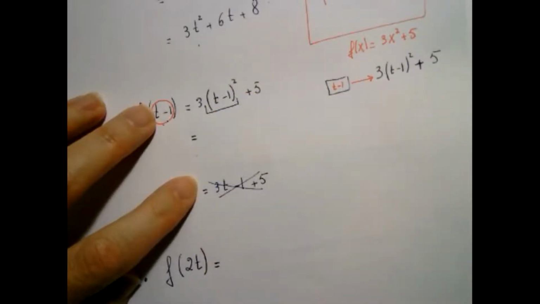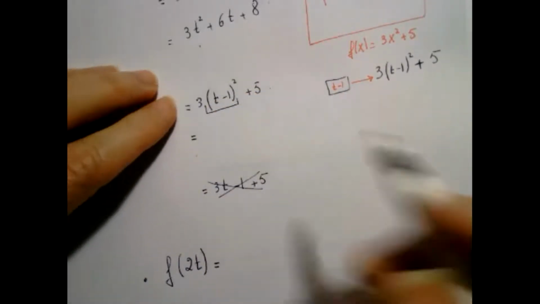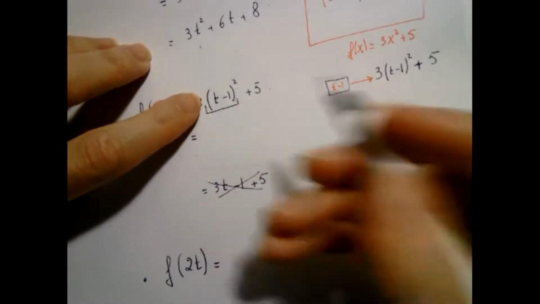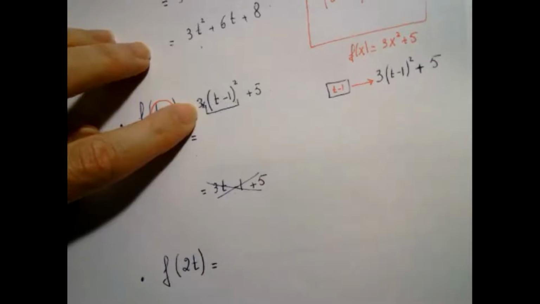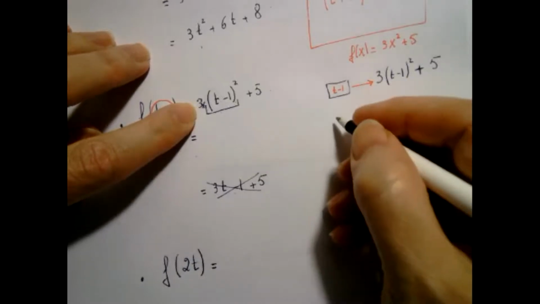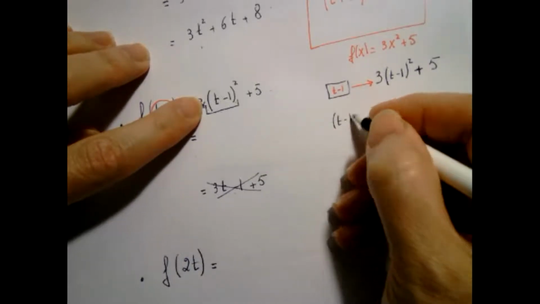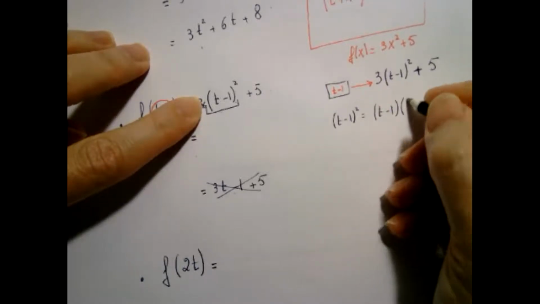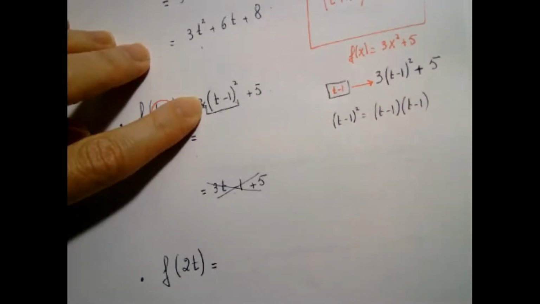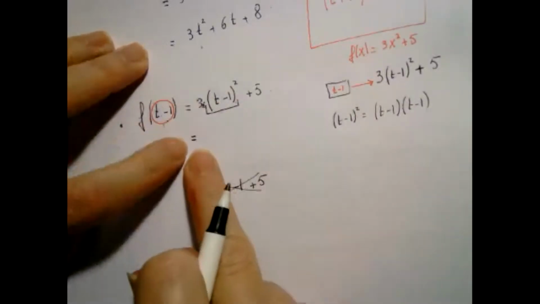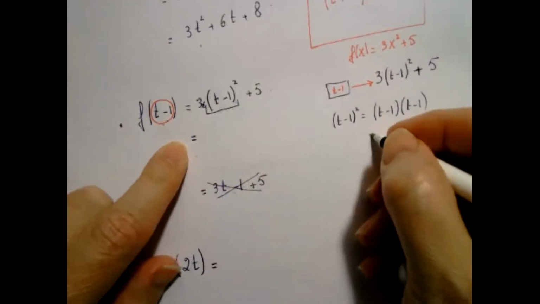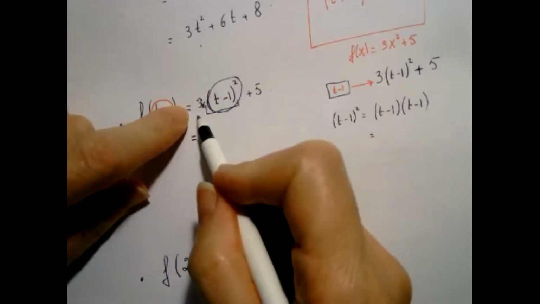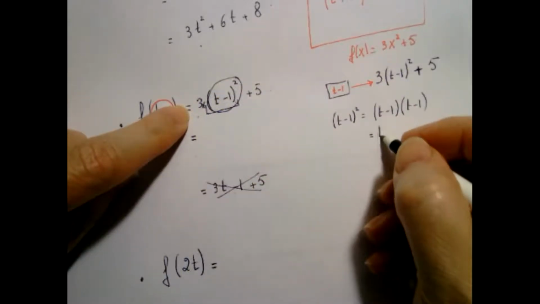Your classmates sometimes are immediate. So you have to square first, and then you have to multiply the whole thing by 3. So let's do it again slowly. What's t minus 1 squared? It's t minus 1 times t minus 1. I do it on the side to be clearer for you. So first you have to square this. After you square it, you multiply by 3.